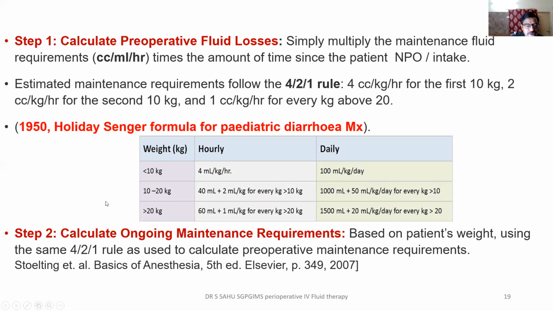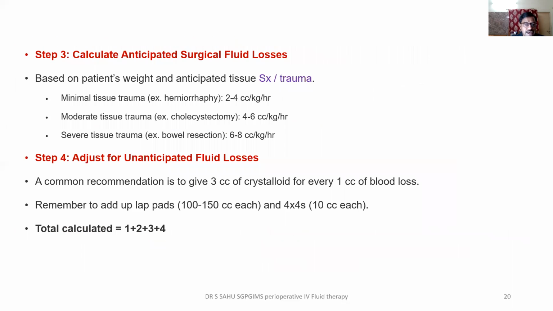Another step: we calculate the ongoing maintenance requirement based on the patient's weight, using the 4-2-1 formula. Then we calculate the surgical fluid losses depending on minimal tissue handling, moderate tissue handling surgery or trauma, or severe tissue handling, trauma or surgery. So minimal is 2 to 4 ml per kg per hour, moderate 4 to 6 ml per kg per hour, severe 6 to 8 ml per kg per hour. Then we adjust for the anticipated fluid loss.